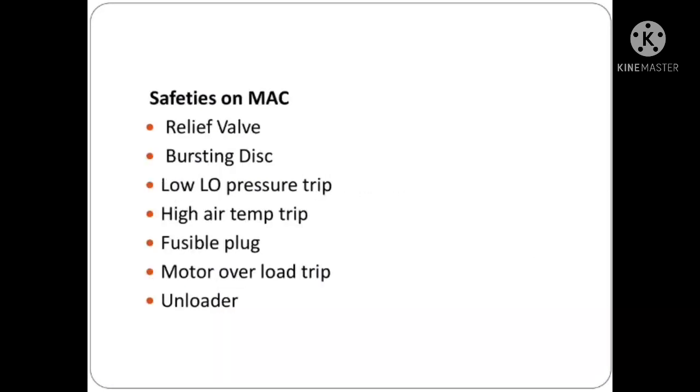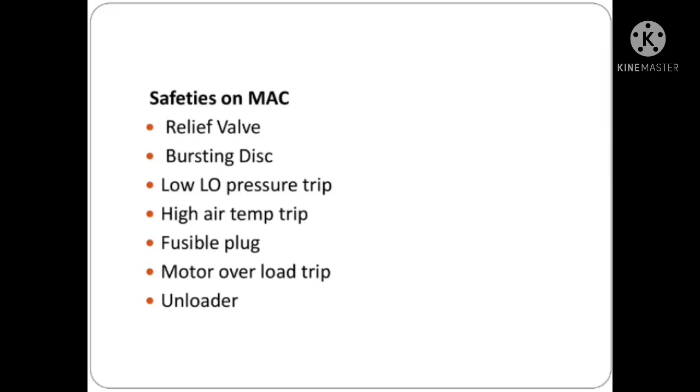Safeties on main air compressors. This is a very important question and surveyors definitely ask this question to each candidate. First is the relief valve, second is the bursting disc, third is the low lube oil pressure trip, fourth is the high air temperature trip, then fusible plug, motor overload trip and unloader. Now I'll explain them one by one in detail.